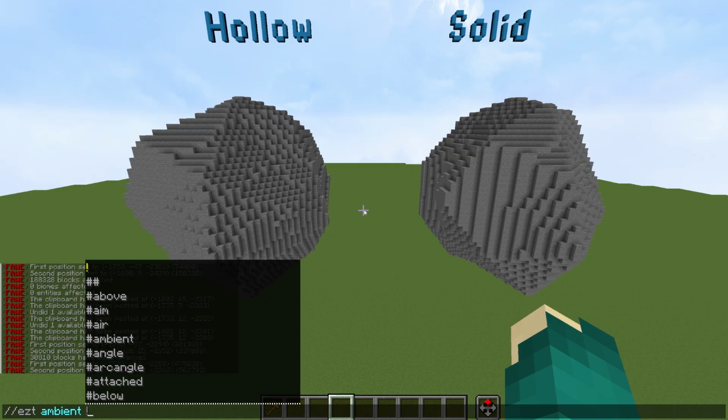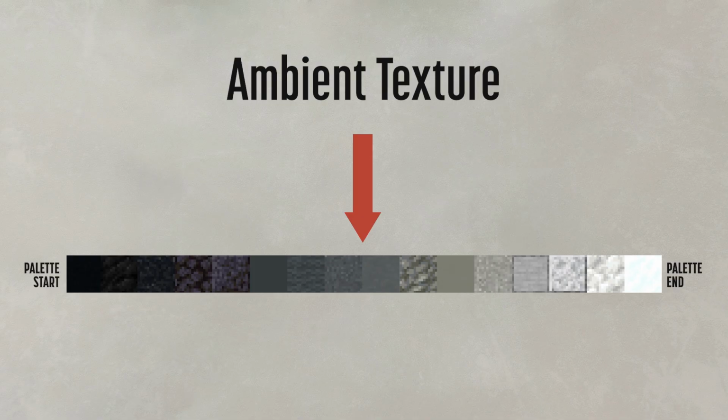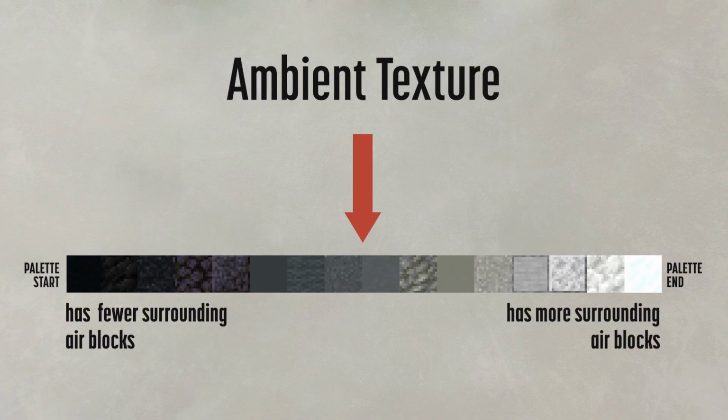On second thought, this is an important distinction I need to make. It all depends on how your palette is set up. For the ambient texture, the more surrounding air blocks there are, the more it will bias towards the end of the palette. With fewer air blocks, it's going to be more biased towards the beginning.